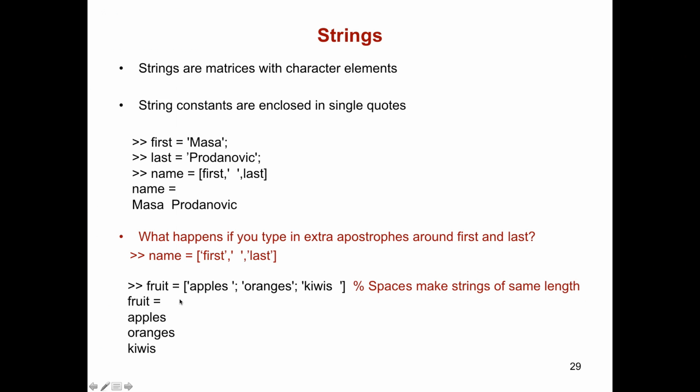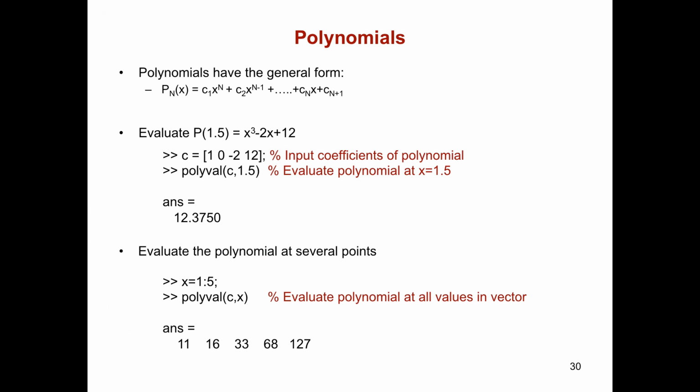Okay. So if you want to force that to happen, and for some reason you want things printed equally, then you have to add spaces. All right. Polynomials are treated separately because they're actually very common in a lot of data interpretation.